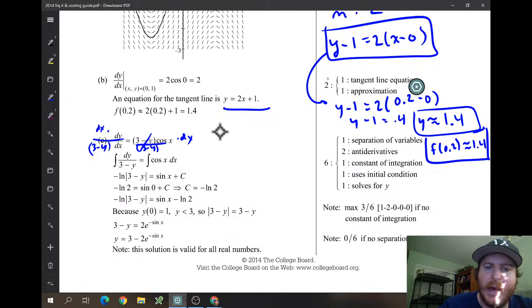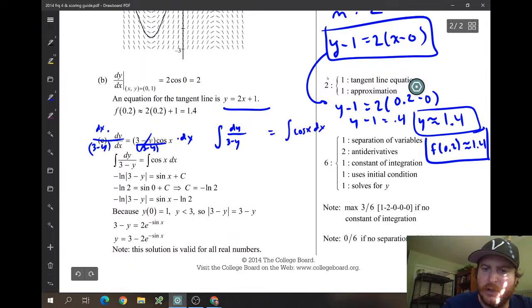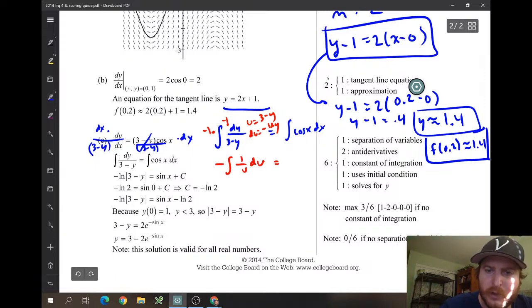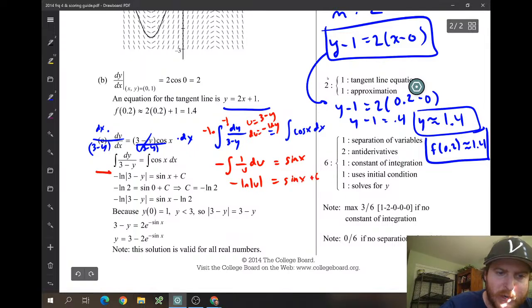So they didn't show it, but I absolutely would recommend u sub here. So the integral of dy over 3 minus y equals the integral of cosine of x dx. I would super recommend u sub because it'll help you with that negative. u is 3 minus y, so the du is negative 1 dy. So I need to multiply times negative 1 inside and outside times negative 1. So it gives me negative integral of 1 over u du equals the integral of cosine, which is sine. Then that's negative ln of u equals sine of x plus c. And then plug back in the u. That's where you get to this line.